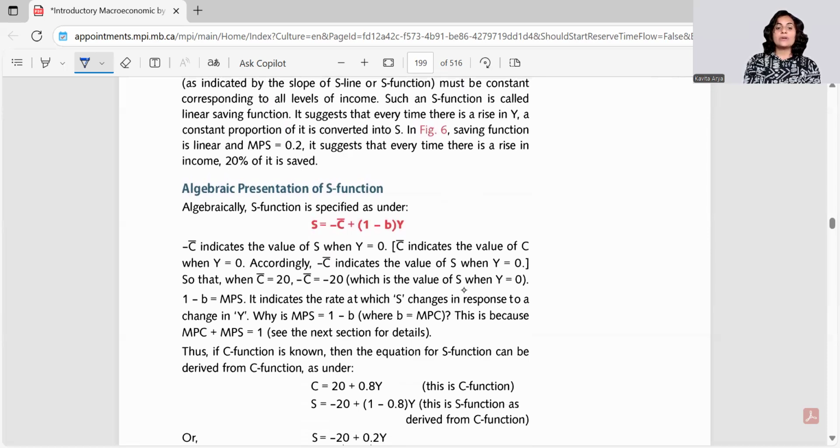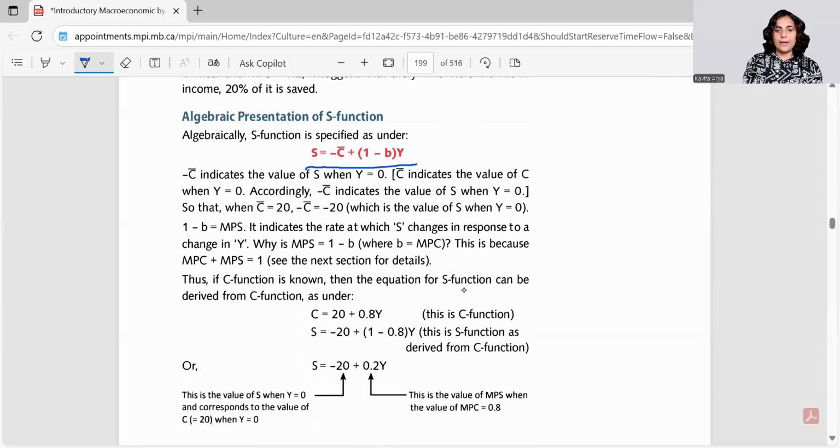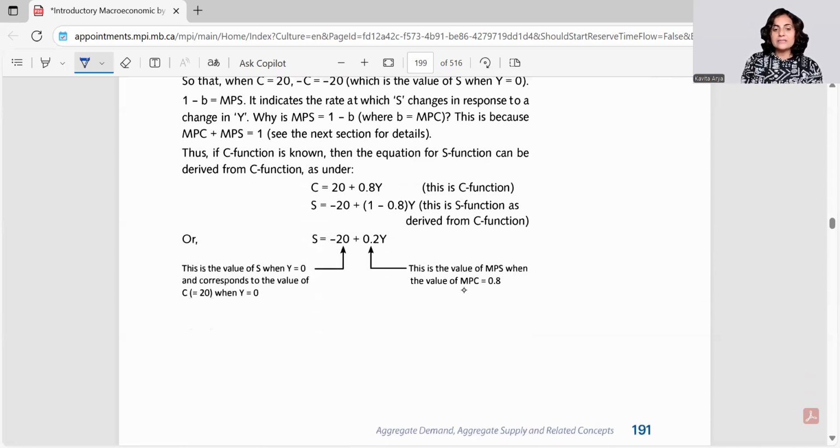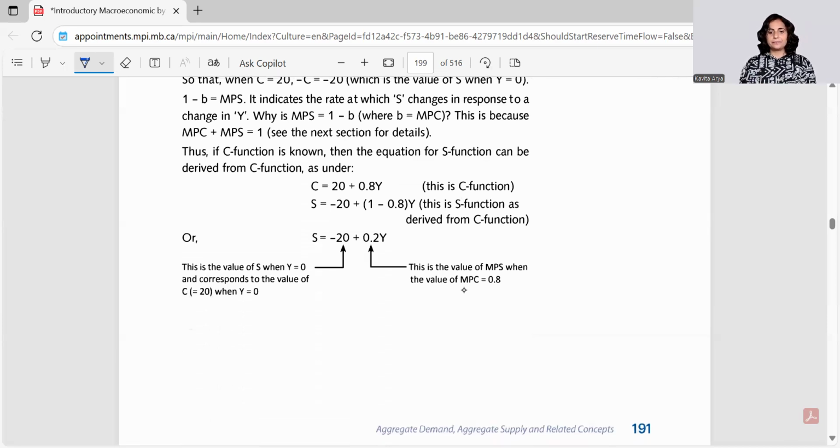Now let's talk about the algebraic expression of the S function. It's beautiful. S is minus C bar plus 1 minus B into Y. Now, what does that mean? How has it come, and how can we derive it from the C function? C is equal to 20 plus 0.8y. What does this mean? It means that whether we have any income or not, 20 would be spent for sure. And this is called autonomous consumption.